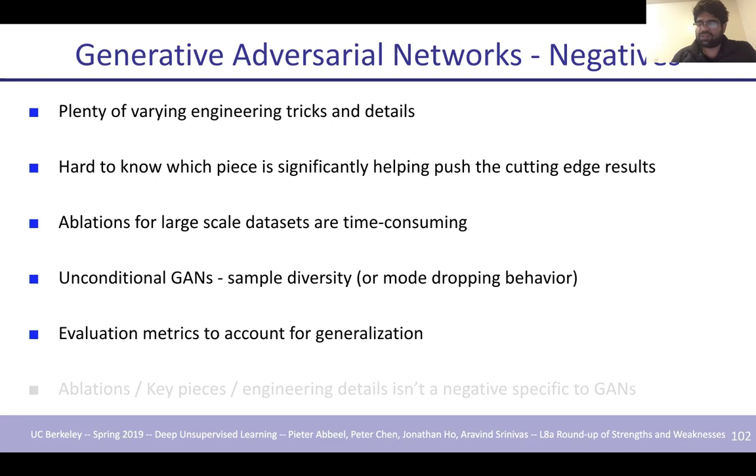And even though it may seem like we're improving a lot on the current metrics we use for GAN evaluations, objectively, the sample diversity is not as good as likelihood-based models. So how do we actually come up with better evaluation measures is also one thing to think about. But all these aspects, like good evaluations, good metrics, ablations, are not particularly specific to just GANs. These can be said for any other model as well.